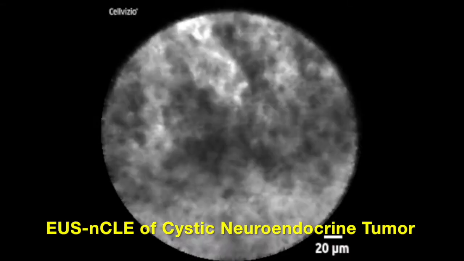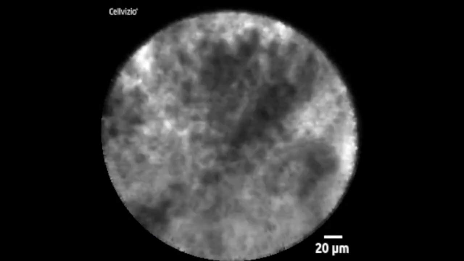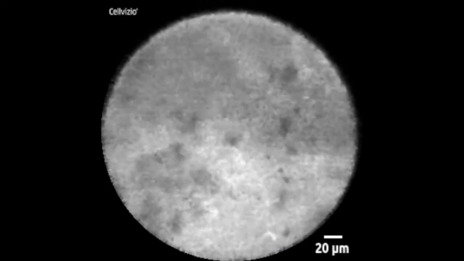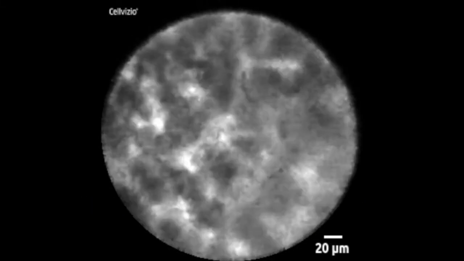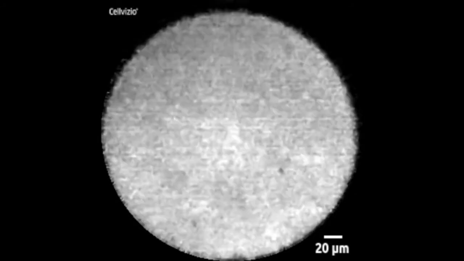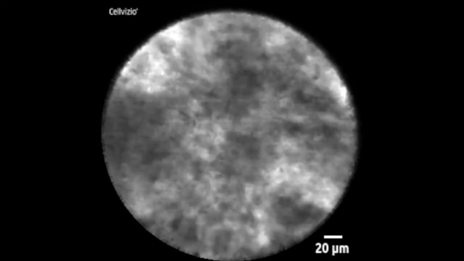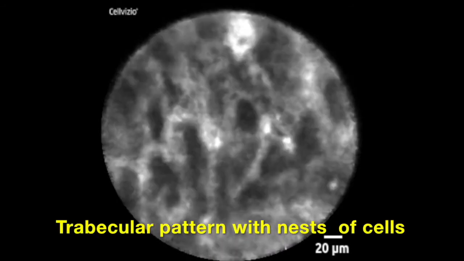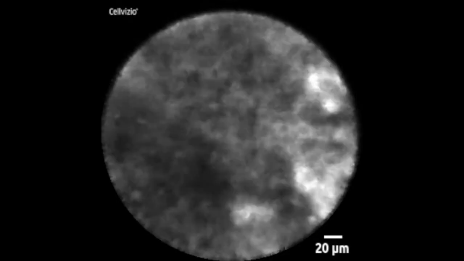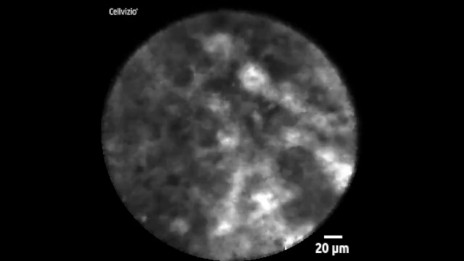Here is an example of cystic neuroendocrine tumor. What we see are cords or groups of cells which are separated by the stroma of the cyst. Some early learners of endomicroscopy might confuse this for the Fern pattern of vascularity seen in serous adenoma, but it's important to note that the spaces between these groups and cords of cells are not filled with RBCs, meaning that those are not blood vessels. This is just the stroma separating these groups and cords of cells.